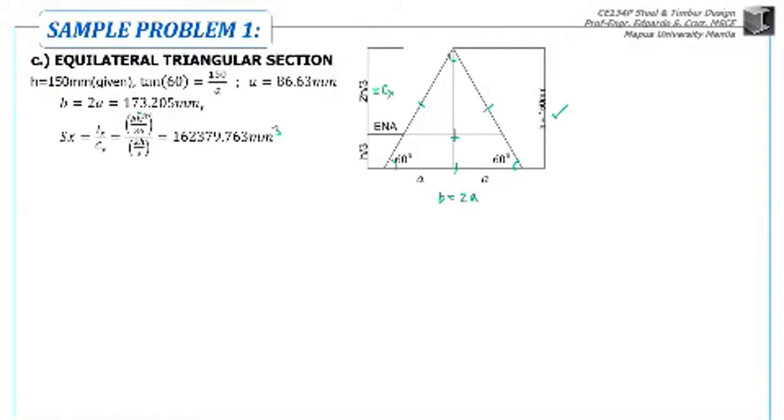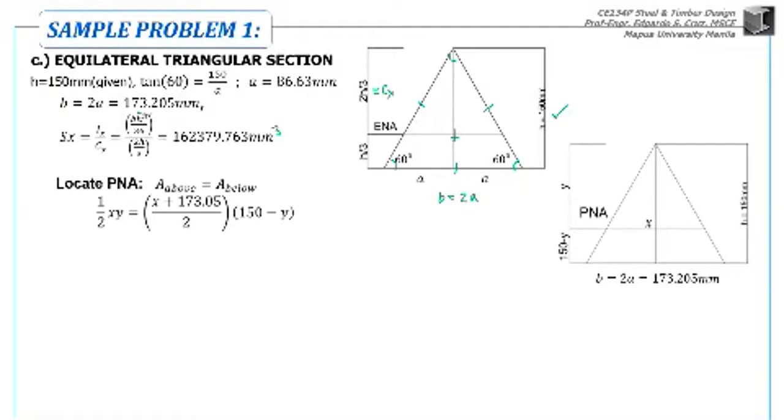Now how about for Z of x? Plastic section modulus. The first step is to locate the PNA. Unfortunately, for a triangle, alam naman natin na hindi siya symmetrical about x. So kapag cross-section hindi symmetrical about x, yung PNA is wala sa kalahati ng height. It would not be at the mid-height. Unlike the rectangle, circle, at saka wide flange section, no? Lahat sila, ang PNA nasa mid-depth. Dito, triangle, hindi siya symmetrical about x. So, hahanapin natin yung PNA.